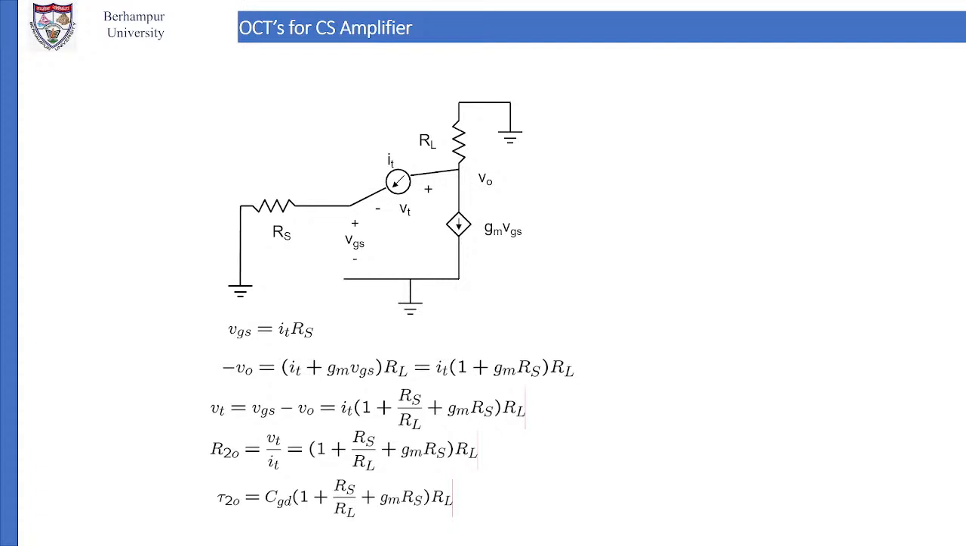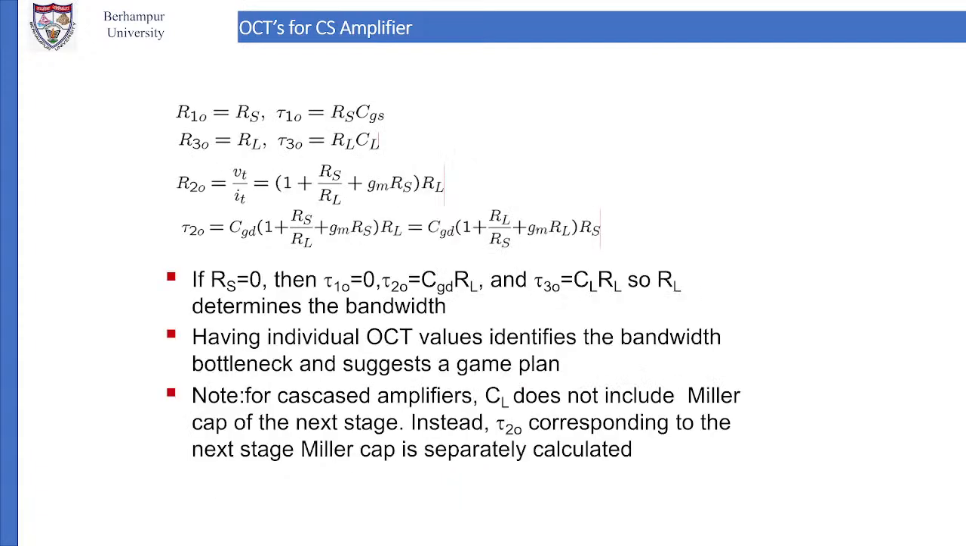Once we know R20, we can find out tau 20, the time constant. That is CGD into R20. So now we have found out R10, R20, R30, tau 10, tau 20, and tau 30.